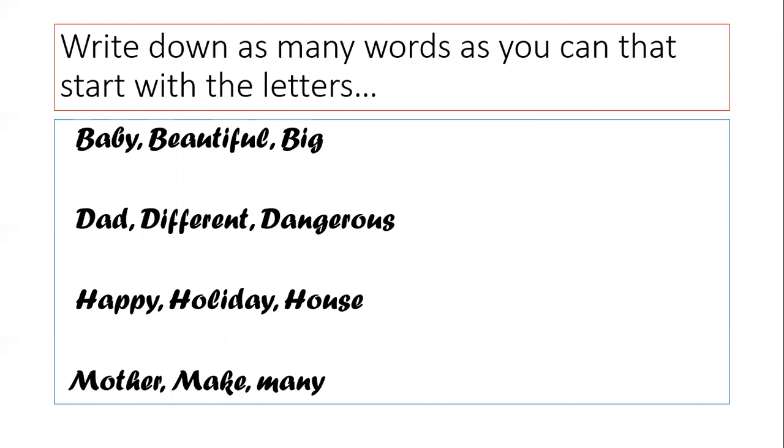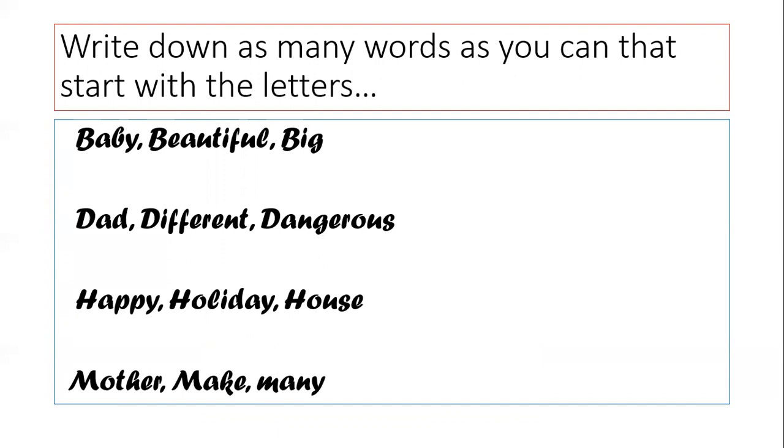Different, dangerous, happy, holiday, house, mother, make, many. So there's 4 letters that I've picked from the alphabet. I asked you to try and come up with as many words as you can for each of those letters, and I've just given you a selection of words that I quickly came up with there. So each week we're building up our knowledge of different words based on letters of the alphabet. Okay, so pause the video by all means and Google Translate those words. Okay, write them down, say them out loud.